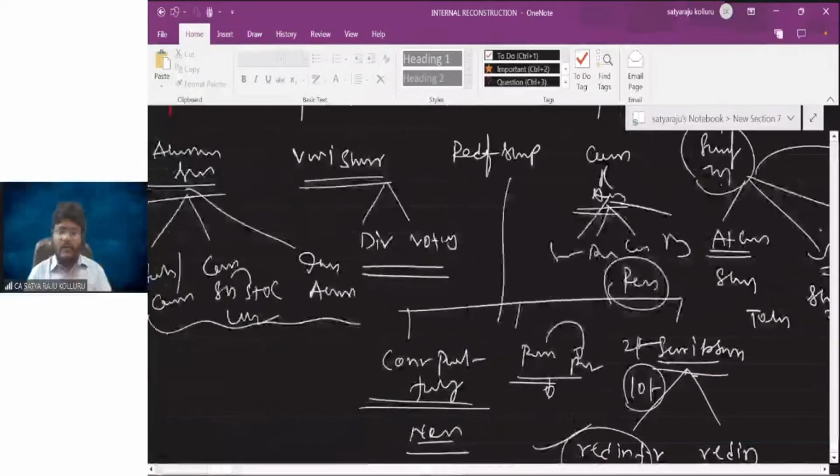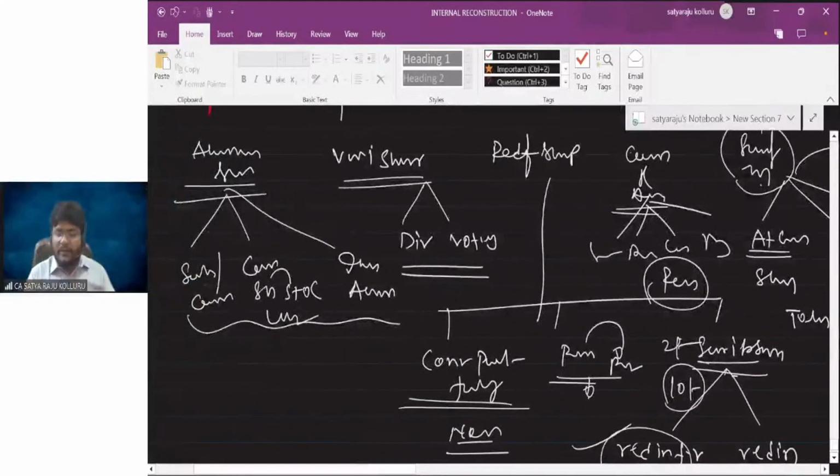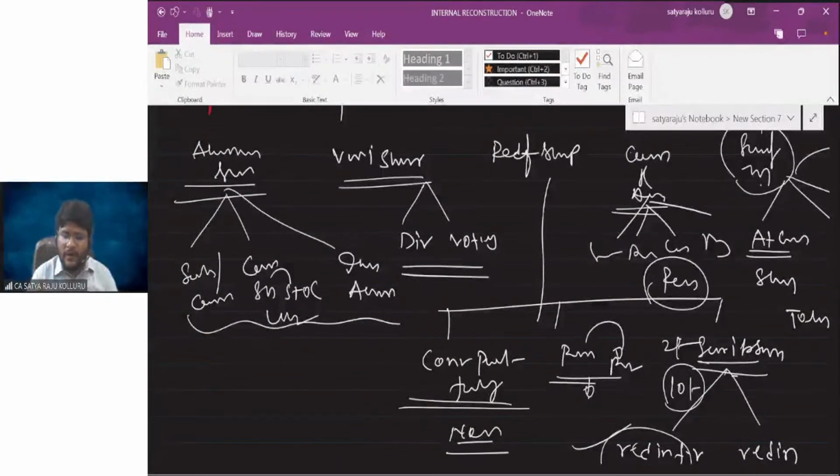That's it, guys. This is all about internal reconstruction as well as amalgamation. From the next lecture onwards, let me try to start a new chapter. If time permits in between, as I told you, I'll discuss the RTP problem which I missed in internal reconstruction. I gave the homework, please all of you resolve.